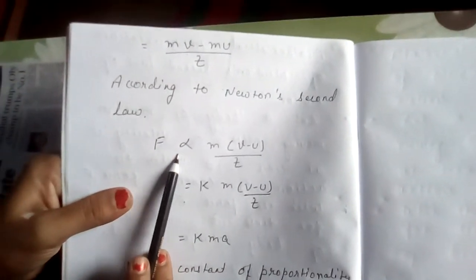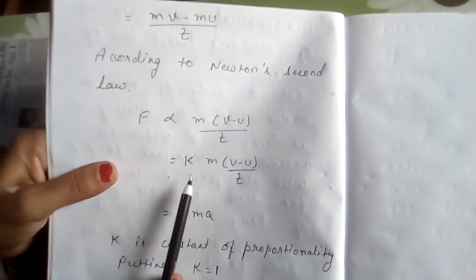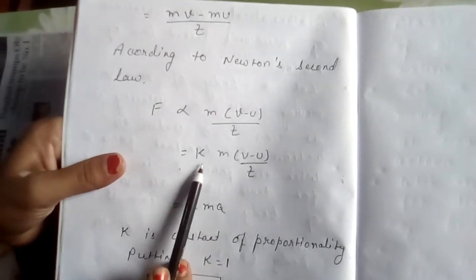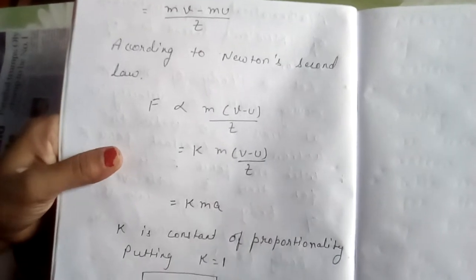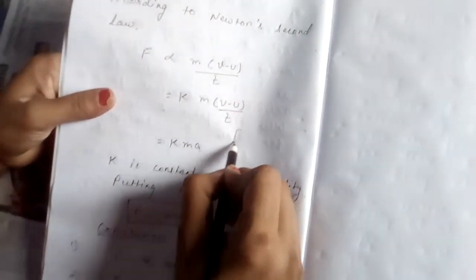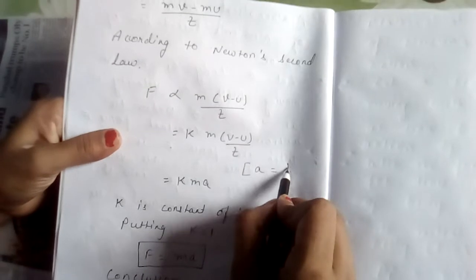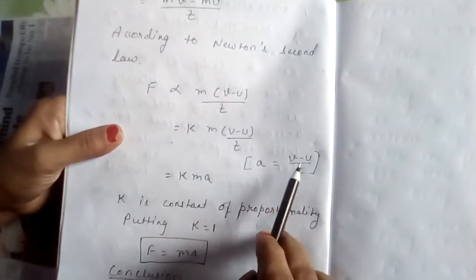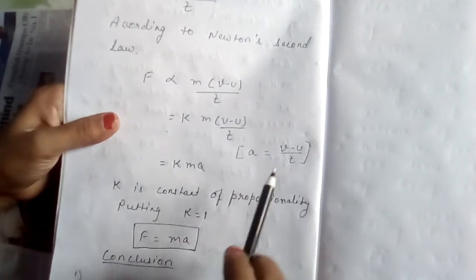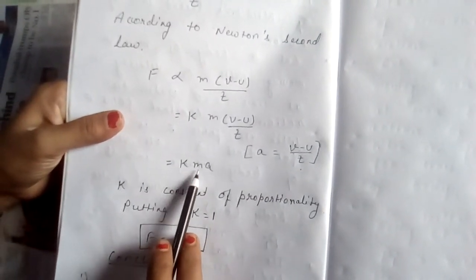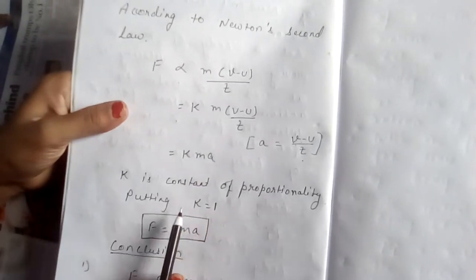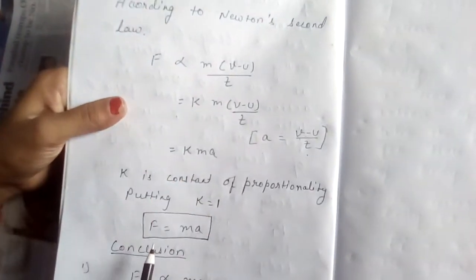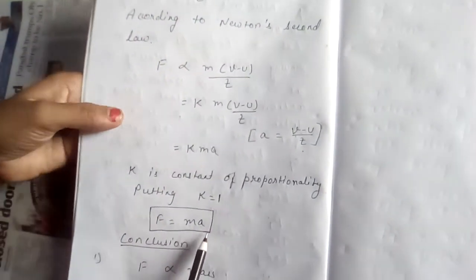You know, whenever we are removing the proportionality, we are using one constant in physics. So, we can write F is equal to k m (v minus u) by t. By the formula of acceleration, we know that a is equal to (v minus u) by t. So putting in place of (v minus u) by t, that is a, we get k m a. Here k is a constant whose value is 1. So we have got force is equal to mass into acceleration.